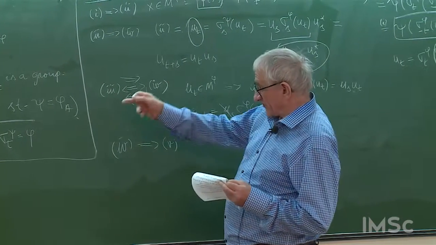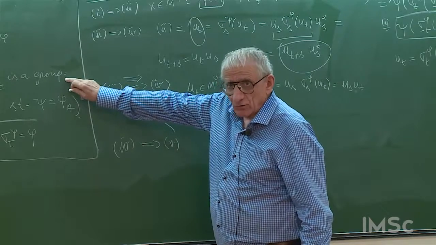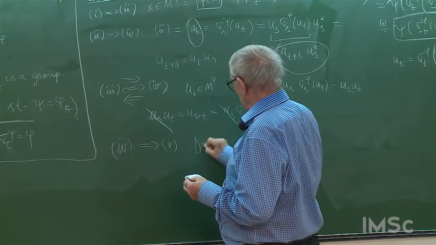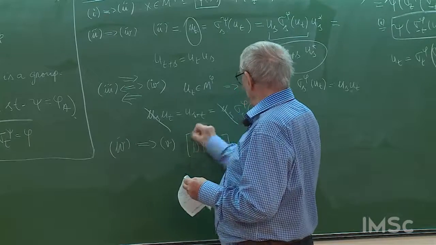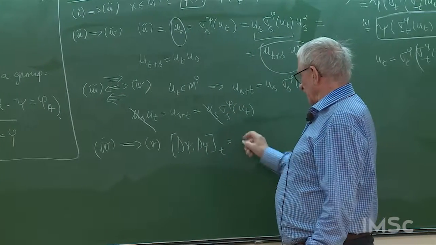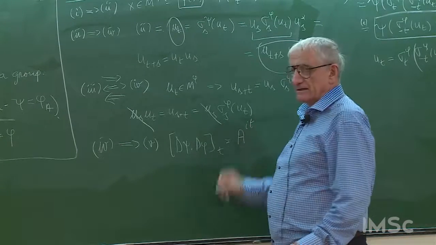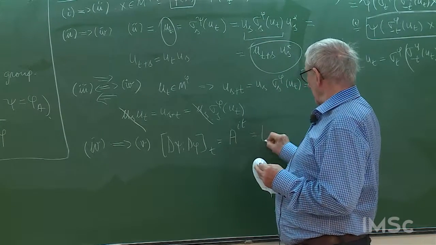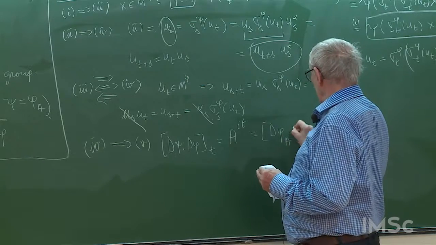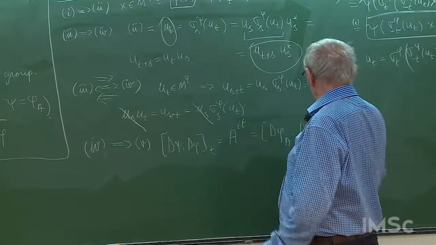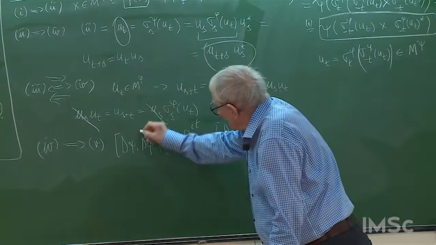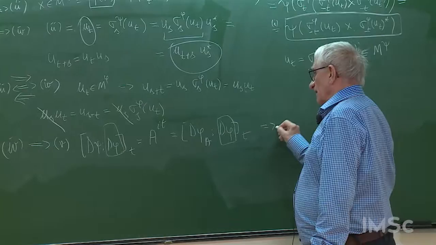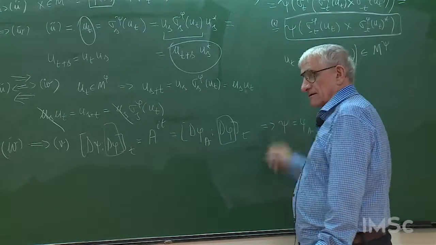4 implies 5 because if this is a unitary group, a strongly continuous unitary group, by the Stone theorem you have that (dψ/dφ)^{it} is a unitary group, so it's A to the power it. Okay, and then if you have this, this is also equal to (dφ_A/dφ)^{it}. And this implies, because the cocycles with respect to dφ are equal, it means that indeed psi is equal to phi sub A. Okay?